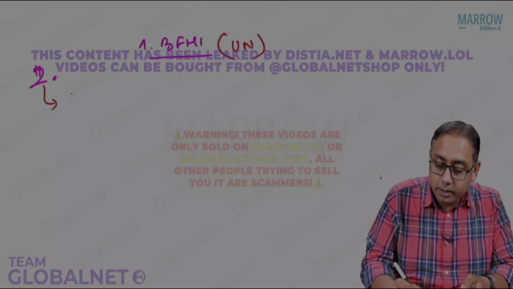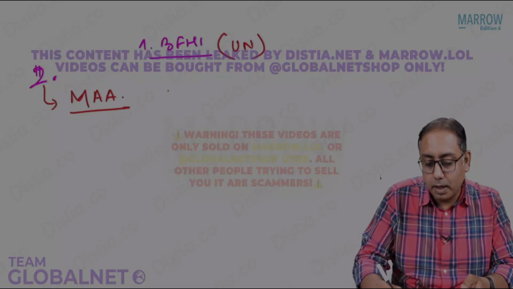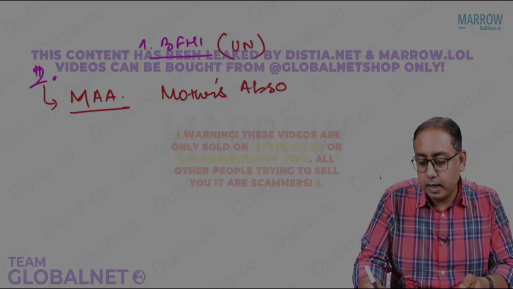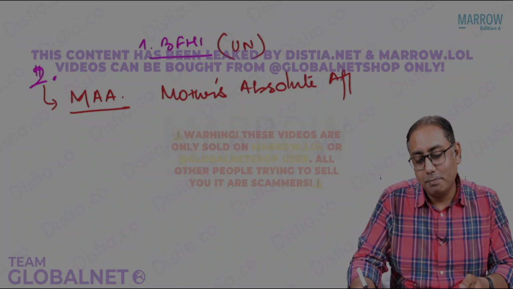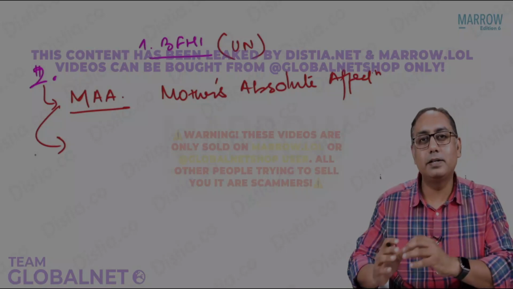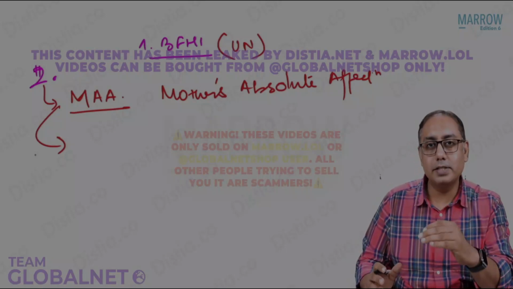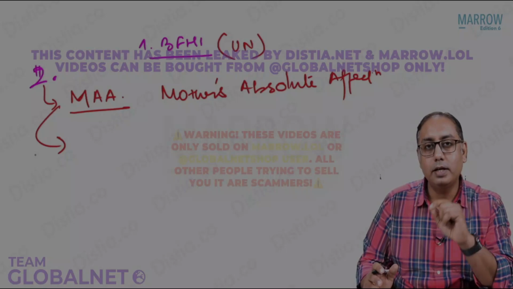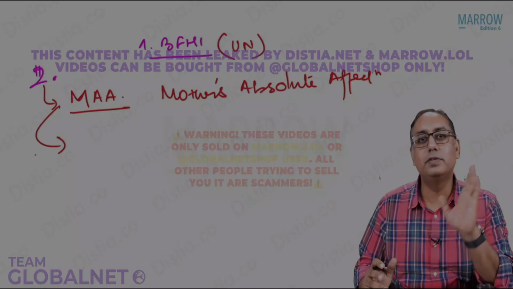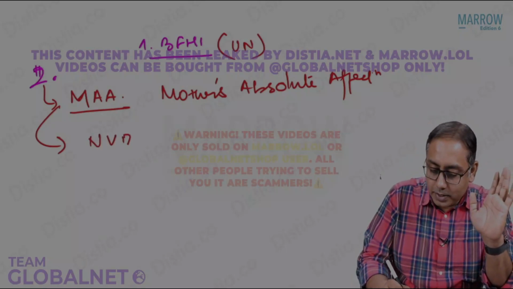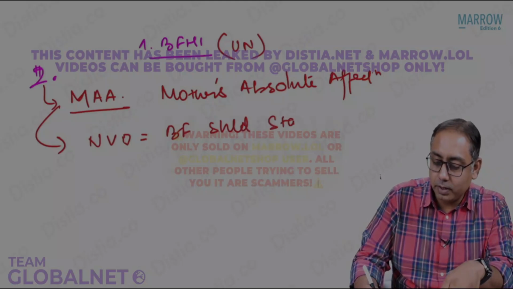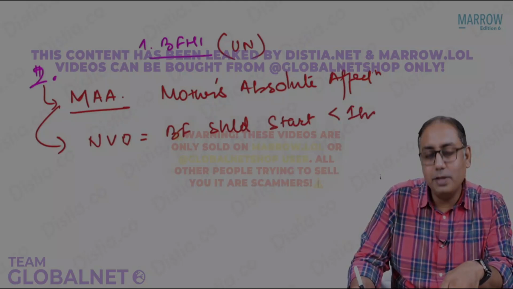India launched its own BFHI, that is MA. What is MA? MA stands for Mother's Absolute Affection. What is the guideline under the MA? The MA guidelines are that a baby born in India should have breastfeeding at least within 1 hour if it was a normal vaginal delivery. In case of normal vaginal delivery, the breastfeeding should start within how much time? Within 1 hour.